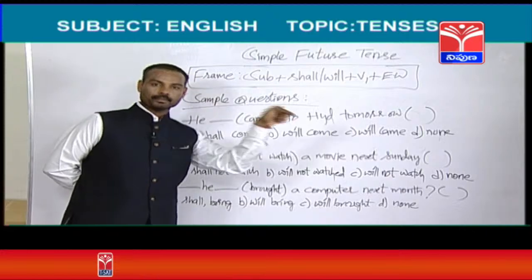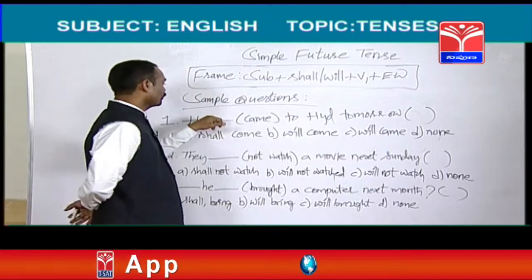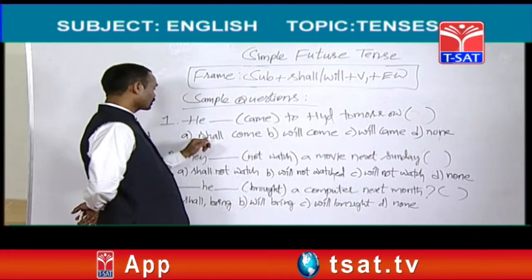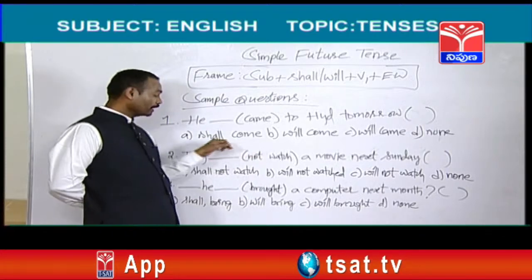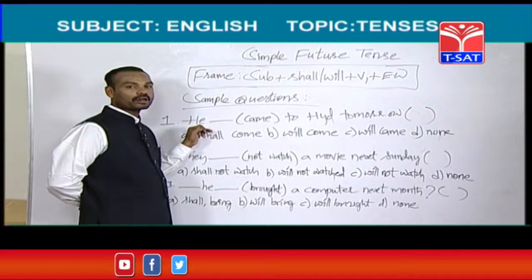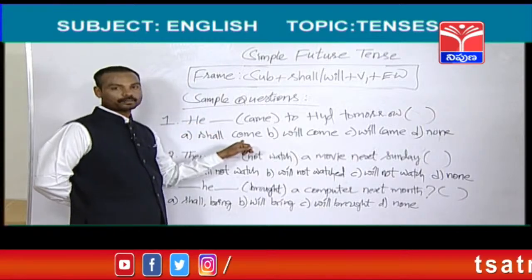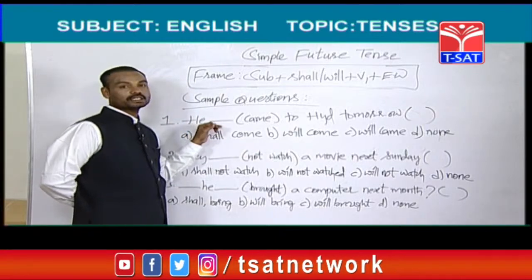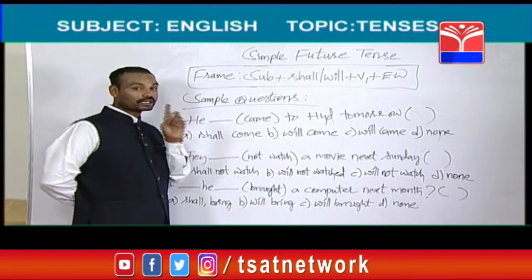Come, came, and come. So "will come" is the answer. Where is that? "Shall come" is the wrong answer. When is it the right answer, friends? When they give subjects like I or we, then we can take "shall come". But here the subject is he, so we should not take it. "Will come" is our answer.